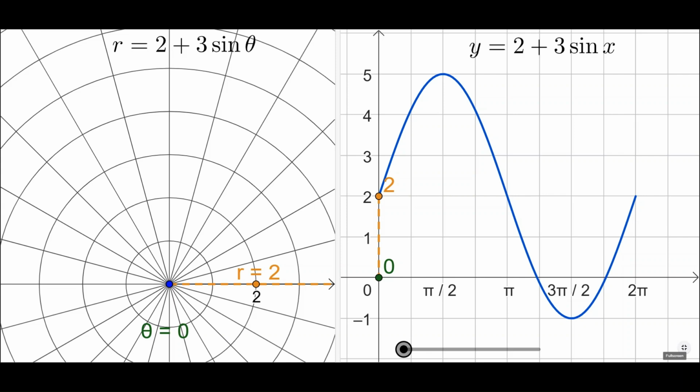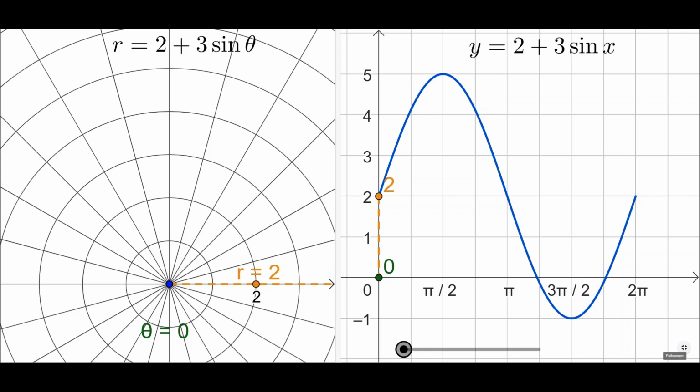We have the origin and these concentric circles. Each circle represents an increase in radius by 1 unit. And then we have all these slanted lines coming in, and each of those represents a different angle. I want to look at the graph of r equals 2 plus 3 sine of theta. That's the polar graph, and I want to convert that and look at what it looks like as a rectangular graph.